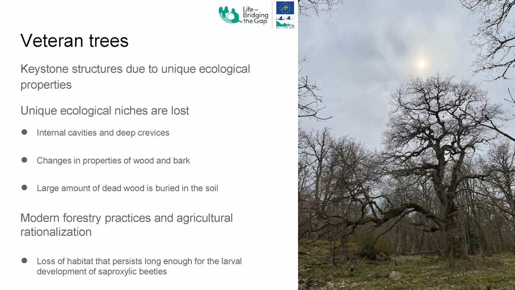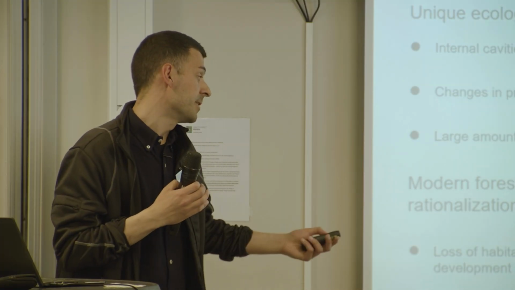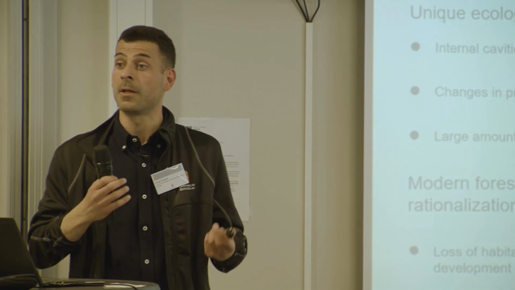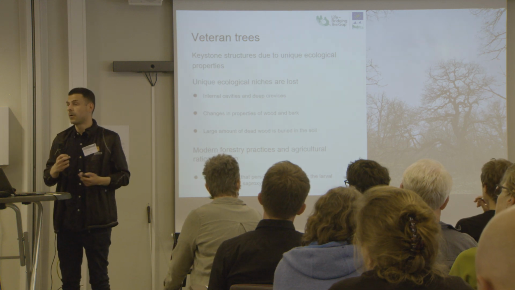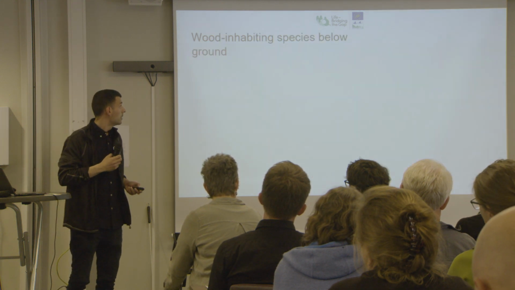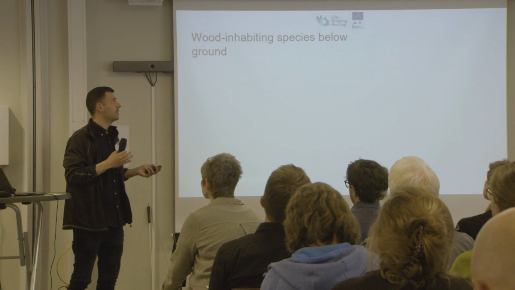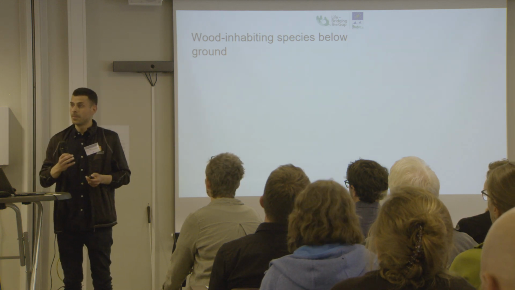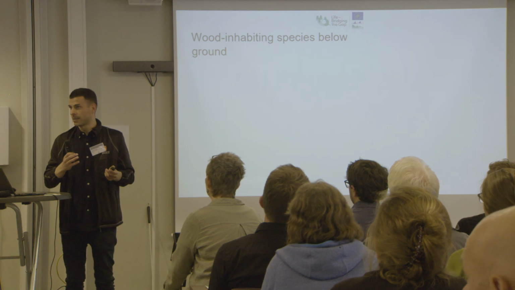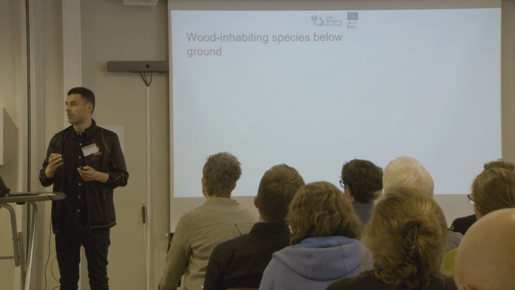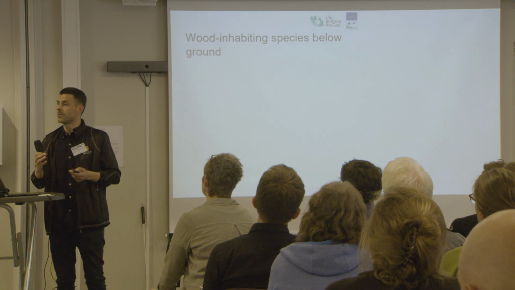And due to some type of exploitation, we have a loss of habitat, or at least of the distribution and size of old-growth deciduous forest in Europe, which is creating a loss of habitat that persists long enough for the larval development of certain saprophilic beetles. This is the case for species that are wood inhabiting both below and above ground. So these log pies or habitat pies for stag beetles are supposed to resemble roots or to some extent even stems of old trees.